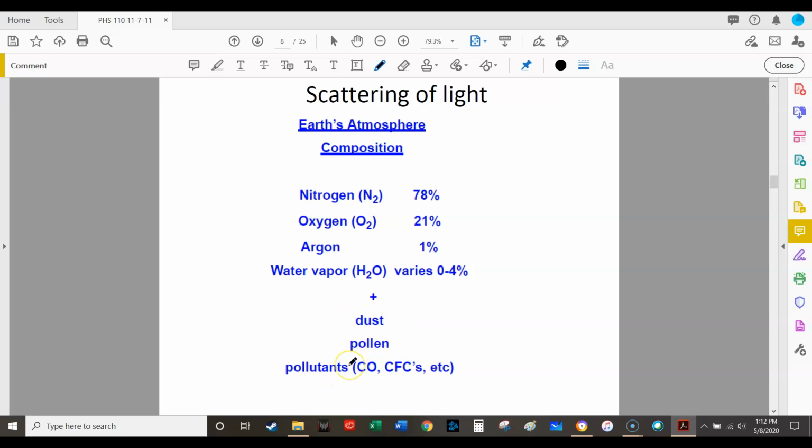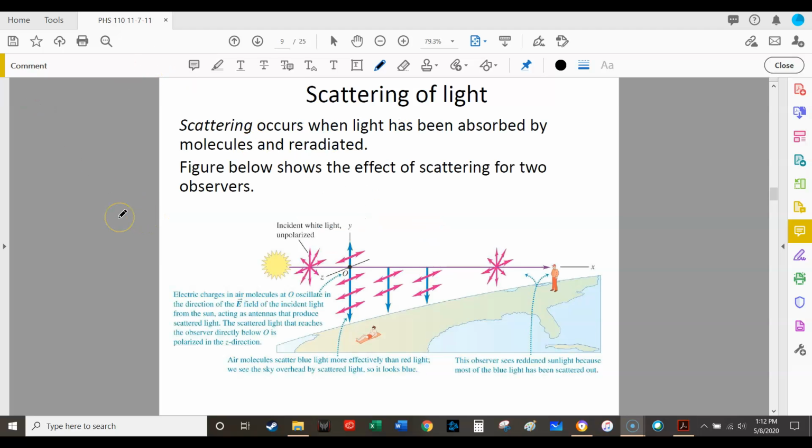Dust and pollen and pollutants. The other thing that we mentioned in the last chapter is that when light comes in, and I'm going to do my best to draw this, we had a tank of water, right? And you have a light ray coming in. It's unpolarized light, so it's got all directions: the X, Y, and Z.